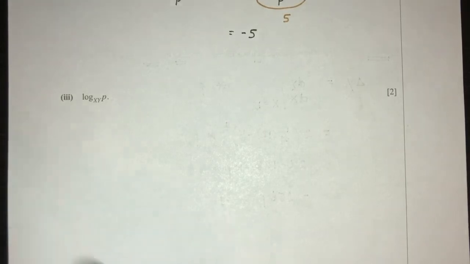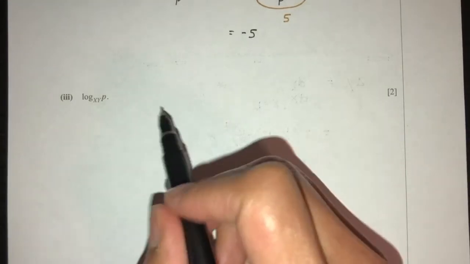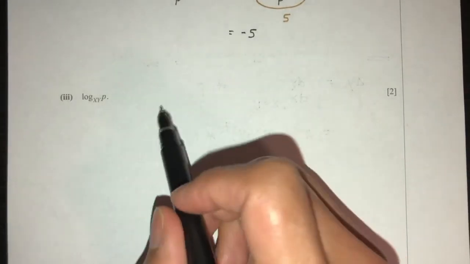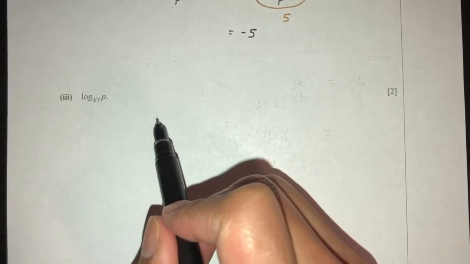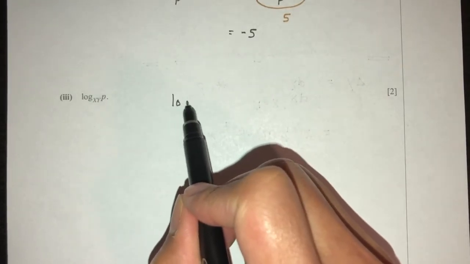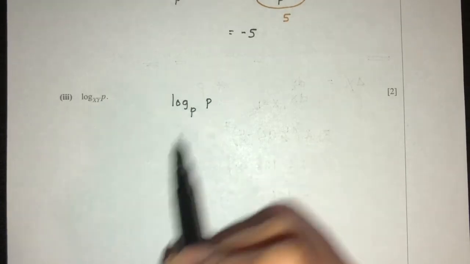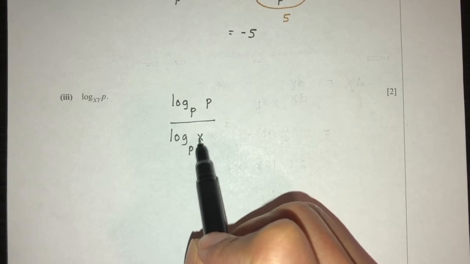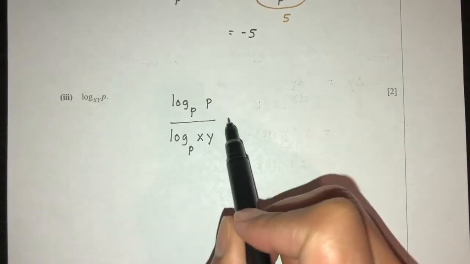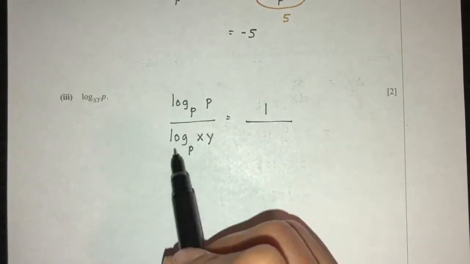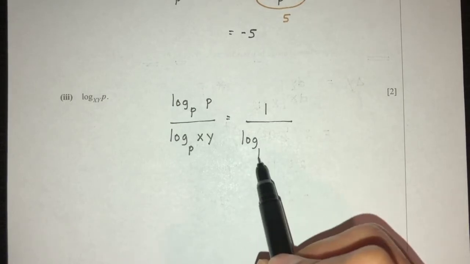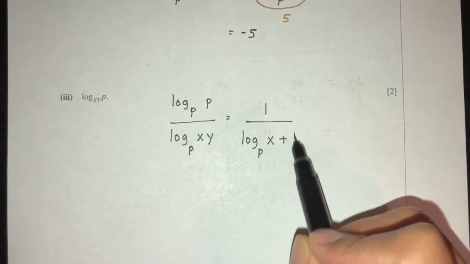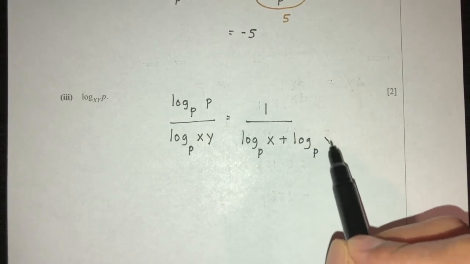Now for part 3, we have this value. Now we have to rewrite this down so we can express this as required. So let's choose a base that you want to use. We choose a base of p, for example. So we will have log base p of 2p on top, and then log base p of xy. Now this one will become 1, and this one will become log base p of x plus log base p of y.